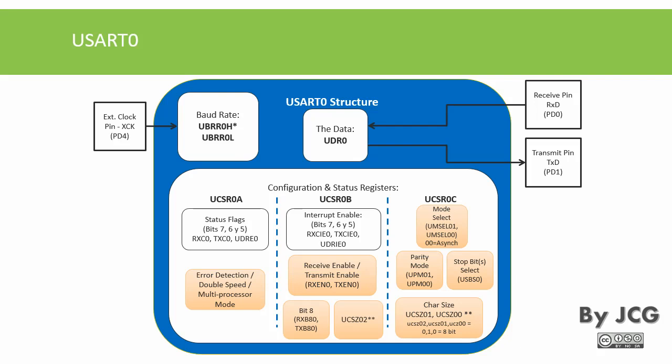When you have interruptions, you can also have the status flags. So for these particular 3 interruptions, you have the 3 status flags. When you have a reception completed, you're going to have a 1 here. When you have a transmission completed, you're going to have a 1 here. And when the USART data register is empty, this is going to become 1.